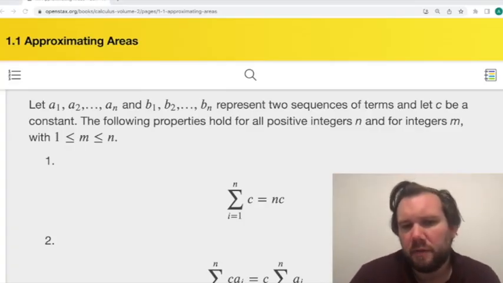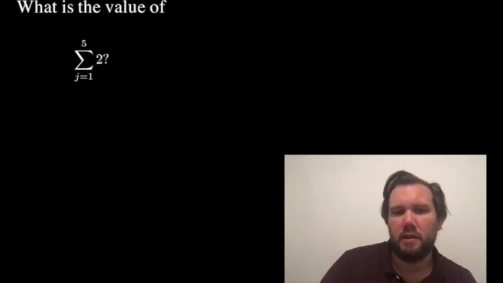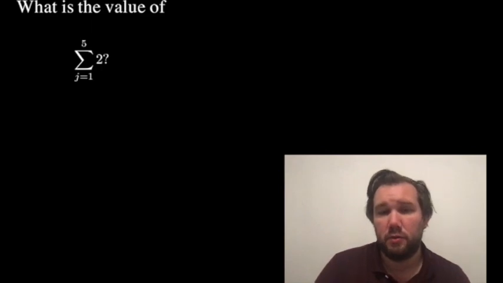It says the sum from i equals 1 to n of c is equal to n times c. Remember, c is a constant. So this pattern is when we're just adding a constant over some range. For instance, what is the value of the sum from j equals 1 to 5 of 2? Because 2 is a constant.